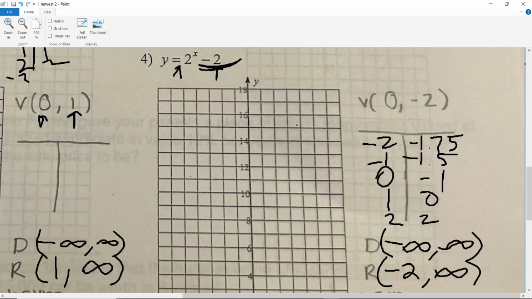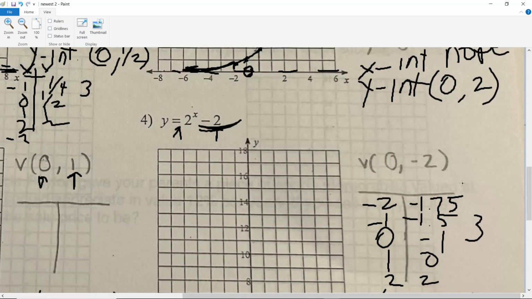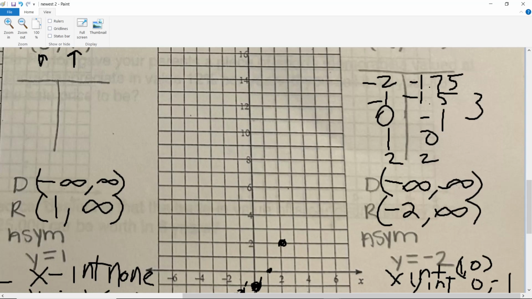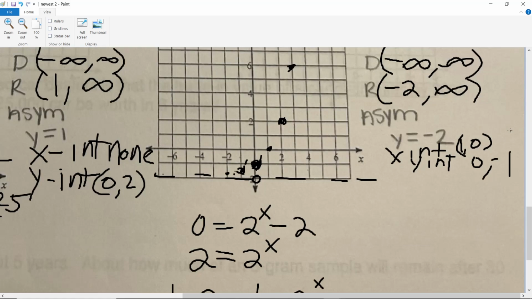And then maybe I'll do one more at 3. 2 cubed is 8, minus 2 is 6. So at 3, it's at 6. And that should be enough for me to graph this thing.